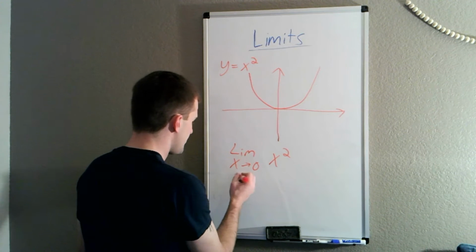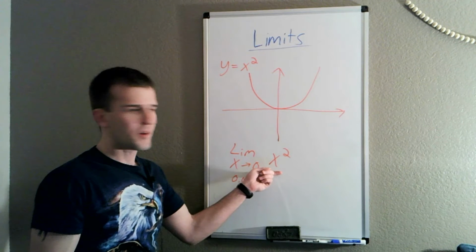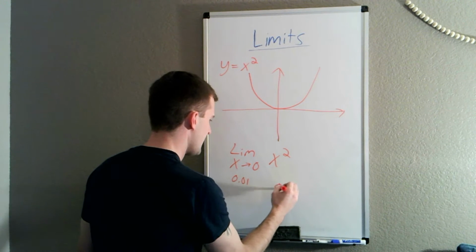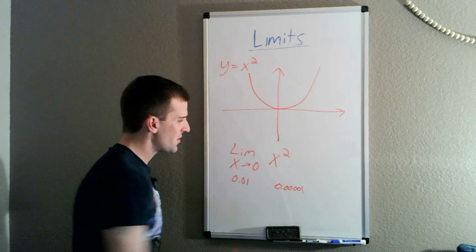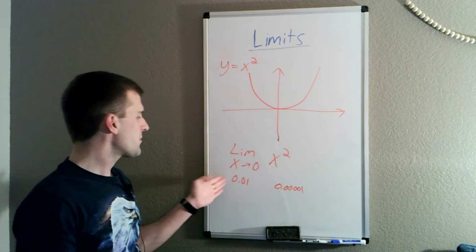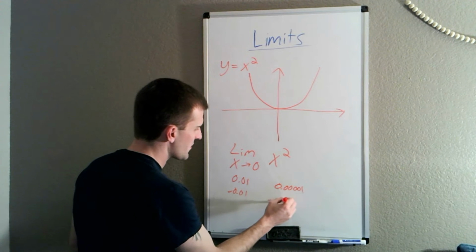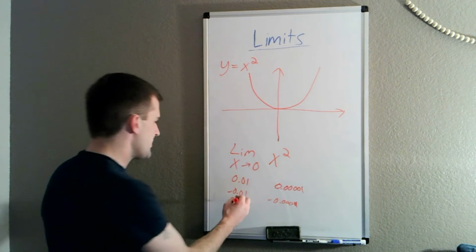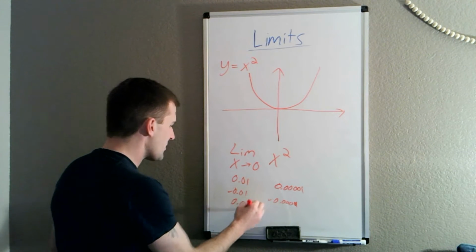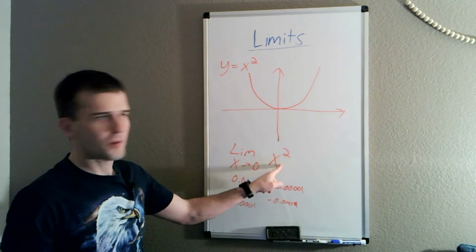So let's plug in 0.01. What are we going to get? We're going to get 0.0001, I think, four zeros and then a 1. And on the other side, we could try negative 0.01. We get the same thing. We could plug in 0.0001 and then find the value and see that it just gets closer and closer to 0.